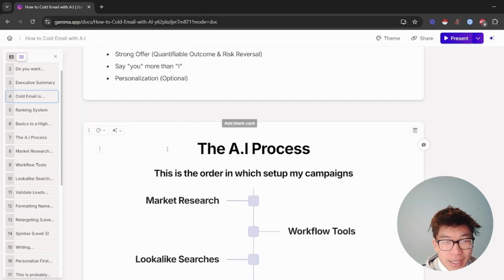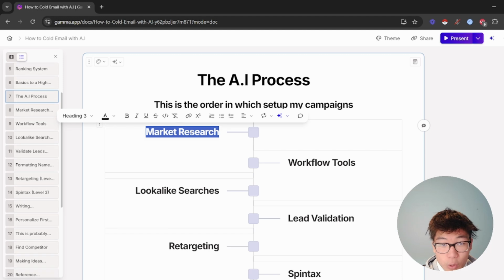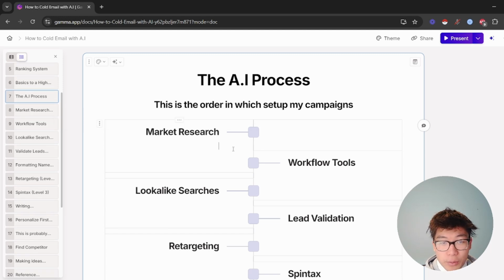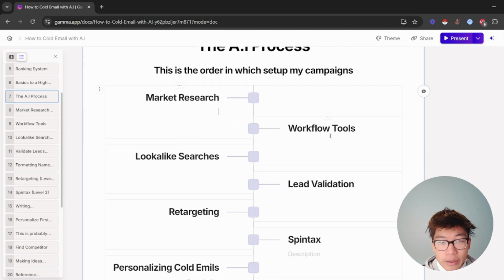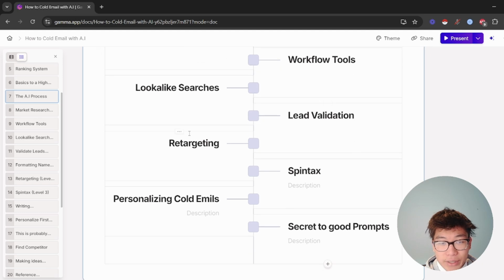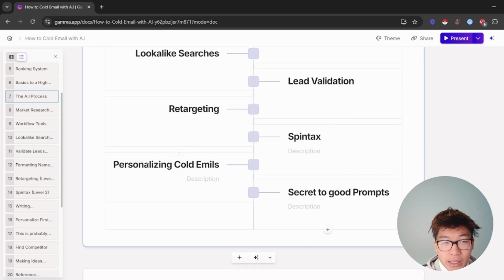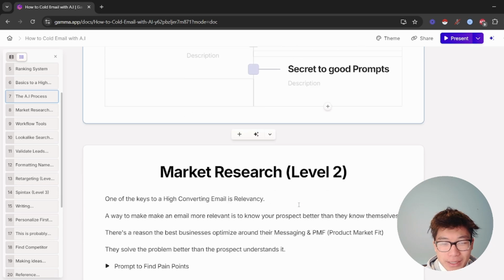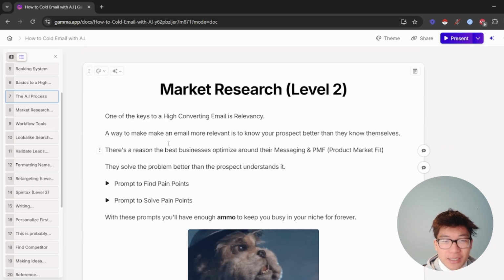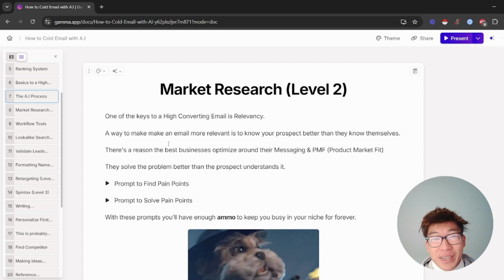And with that, I'm also going to set out the AI process, and this is the order in which I set up my campaigns. First I need to run market research, and this is all going to be done with AI, obviously. So: market research, workflow tools, lookalike searches, lead validation, retargeting, spintax, personalizing cold emails, and the secret to good prompts. Market research is going to be level 2, so basically a baby could do this, guys. Just know how to open ChatGPT and log in.